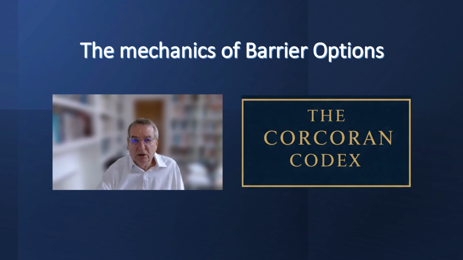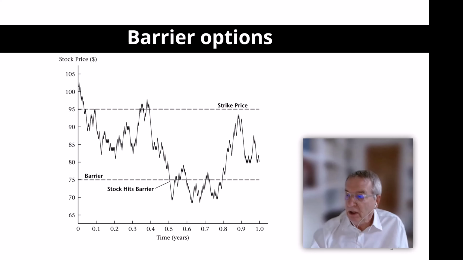Elsewhere on my YouTube channel, the Corcoran Codex, I have discussed different aspects relating to what might be called vanilla or standard options. Now I want to focus on a slightly more advanced type of option, which is known as a barrier option. Let me now describe the behavior of a barrier option, and this can be considered to be a call option on an equity.